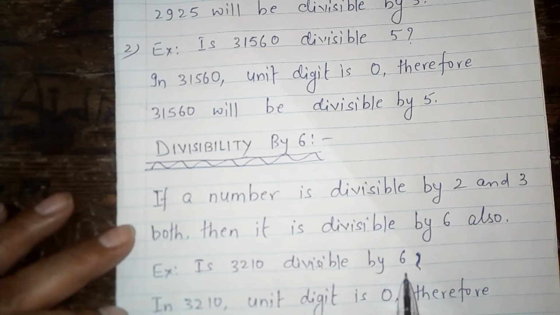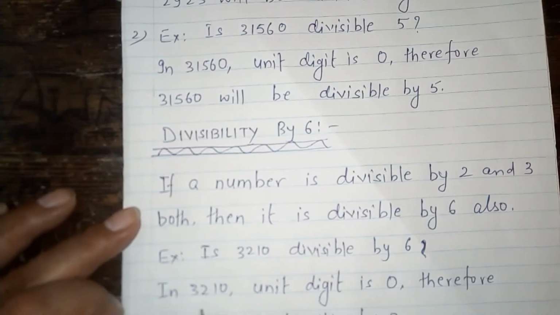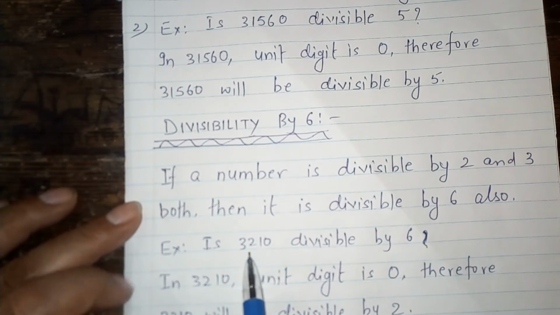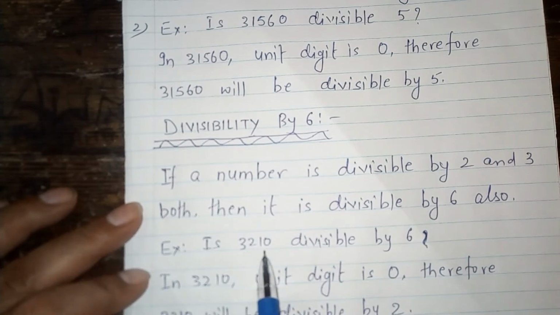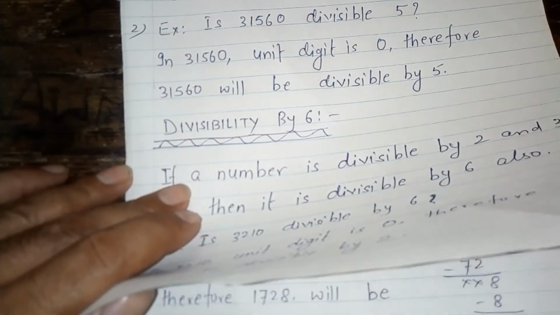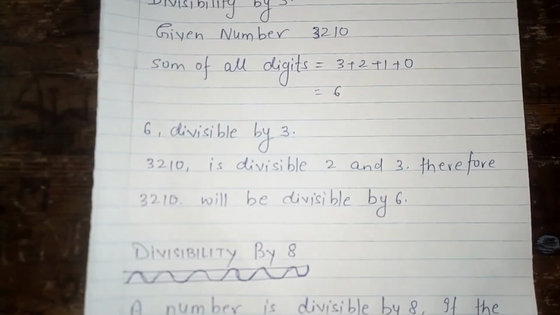How? Look here. Your question is, is 3210 divisible by 6? As you know very well, in this number the unit digit is 0. Therefore 3210 will be divisible by 2. Okay. Now look here. Again, we will check whether this number is divisible by 3 or not.